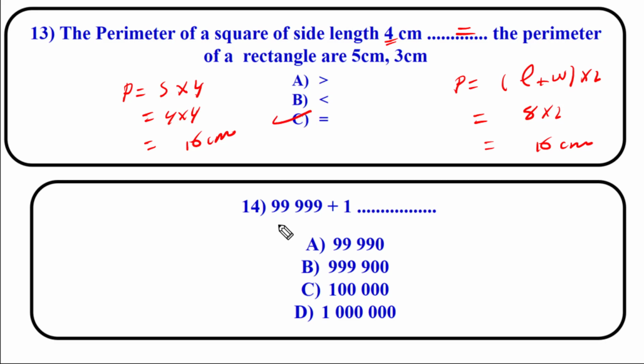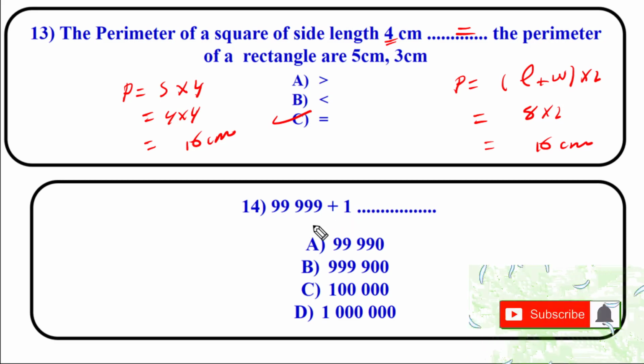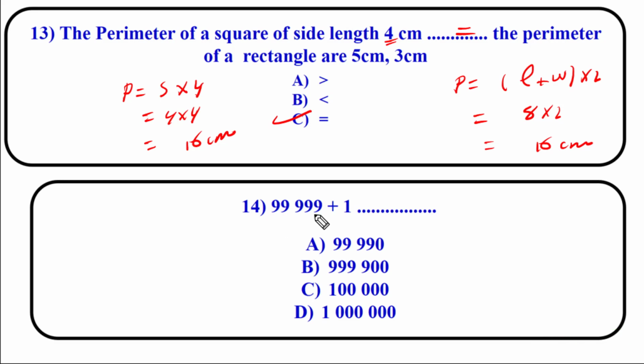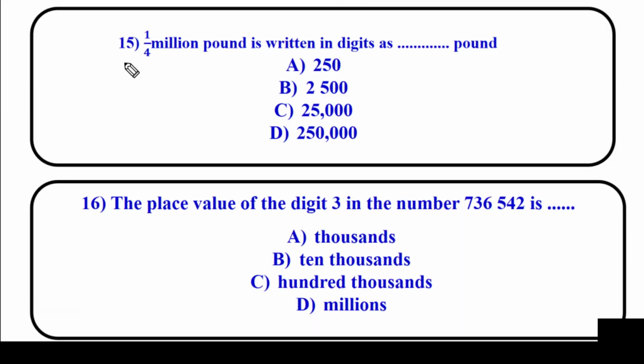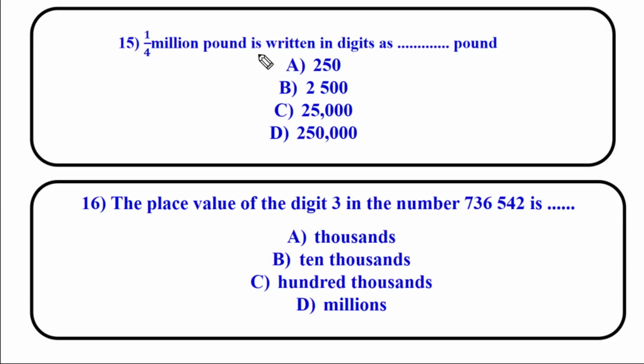Next, 99,999 plus 1. He asked here about what, guys? About the next number of this number. This number is the greatest 5-digit number. So after it is what, guys? It is 100,000. So this equals 100,000. So the correct answer here is what? It is C. Number 15, 1 over 4 million pound is written in digits, as we studied before, 250,000. So the correct answer is D.